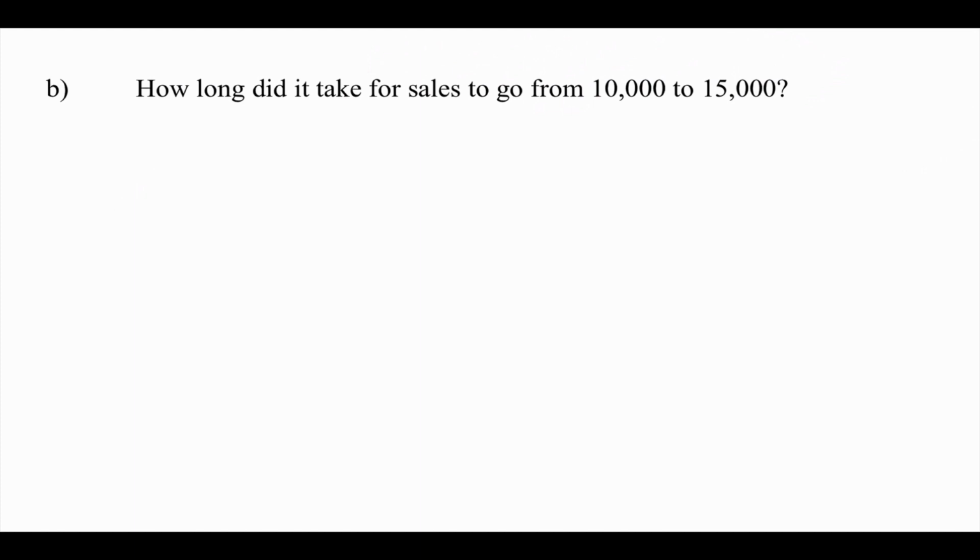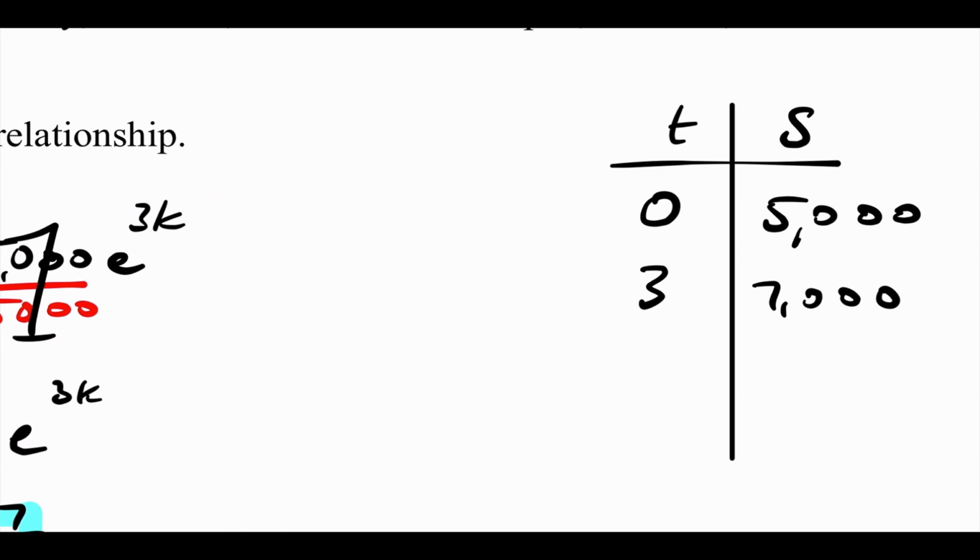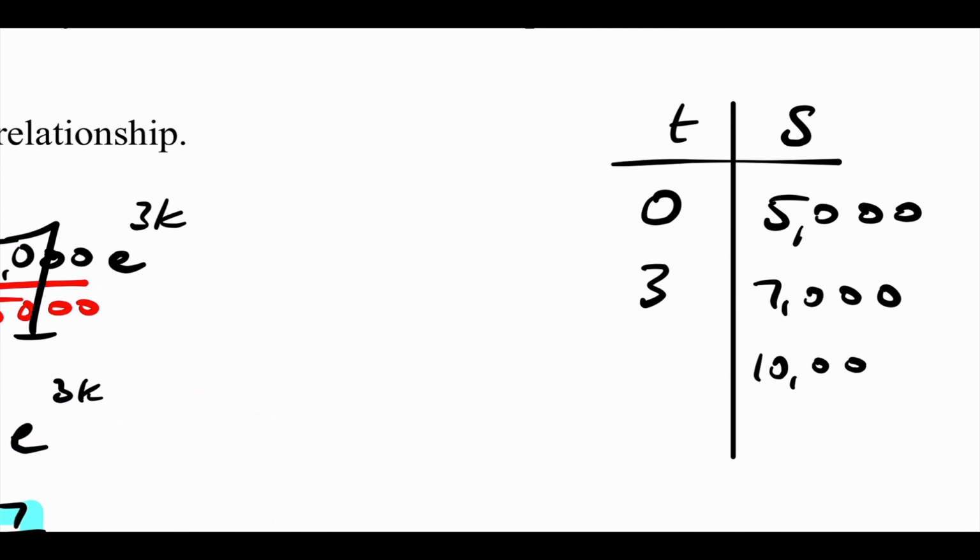So let's go to our table. I know it took 3 months to go from 5,000 units to 7,000 units. But what they want to know is, how long did it take from here to here? So what I need to figure out is these two and subtract them. How long did it take to get to 10,000 units? How long did it take to get to 15,000 units? I need to find those two numbers and then subtract them.